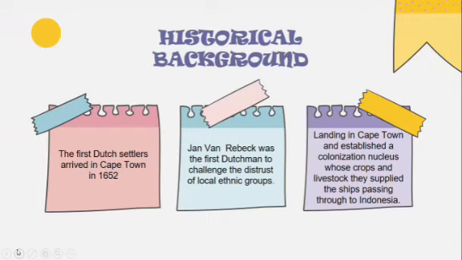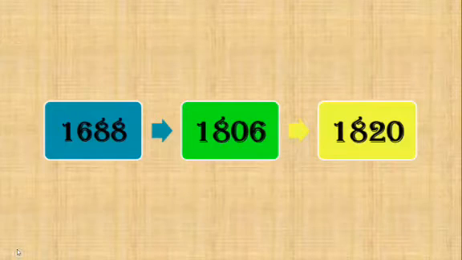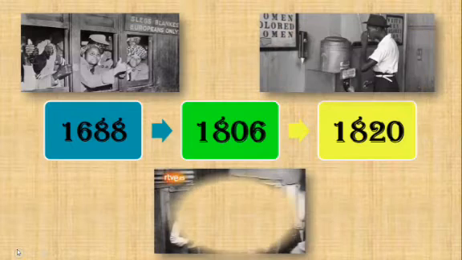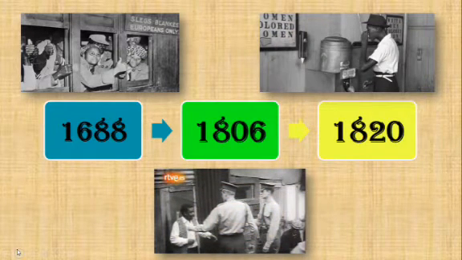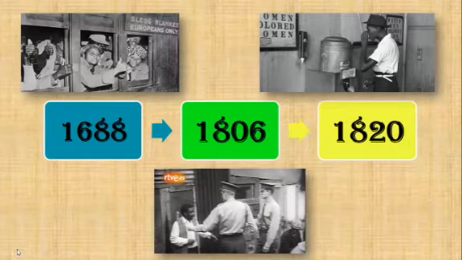Historical background. The first Dutch settlers arrived in Cape Town in 1652. Jan van Riebeeck was the first Dutchman to land in Cape Town, facing the distrust of local ethnic groups, and established a colonization nucleus whose crops and livestock supplied the ships passing through to Indonesia. In 1688, about 600 farmers were installed in the place, dividing their activities between agriculture and the war against local threats. Being such a small minority, the first Dutch settlers were extremely united and aggressive, two characteristics that will mark the entire Boer culture in Southern Africa.